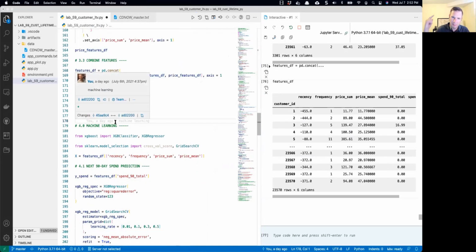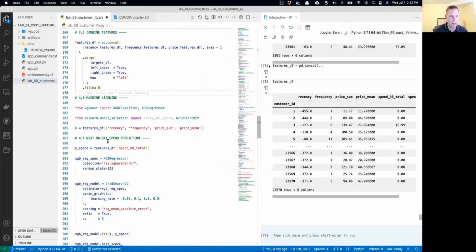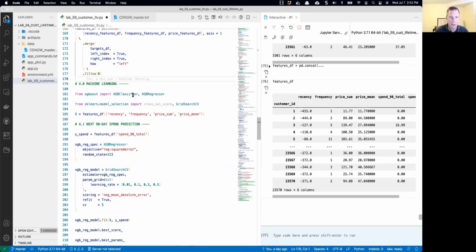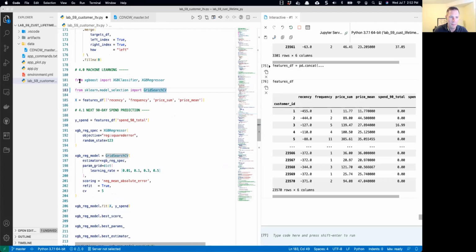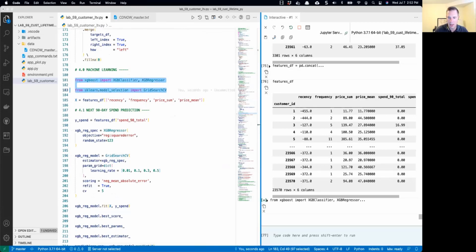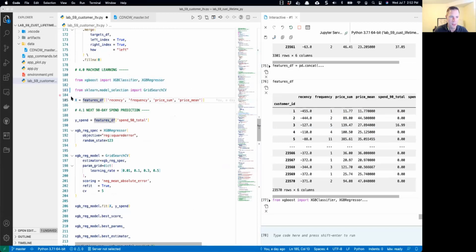Once you get that idea, we're ready to move on to some machine learning now. We're going to be using XGBoost, the XGB classifier and regressor. We're also going to be using GridSearchCV. We are not going to be using cross-validation score, so I'll get rid of that. You can run these, but I actually already ran them in the beginning, but it doesn't hurt to rerun them.